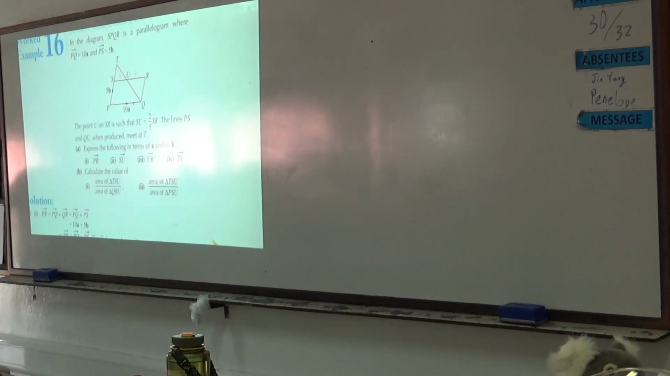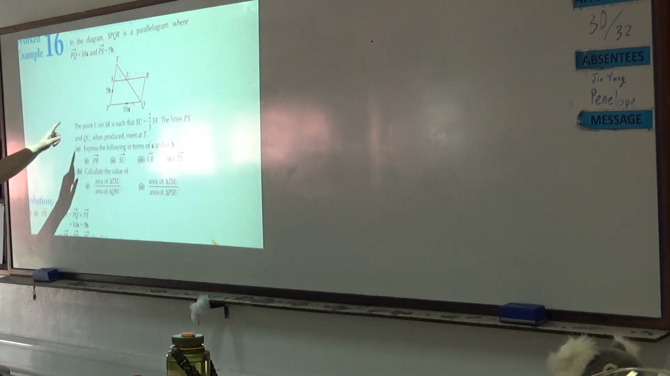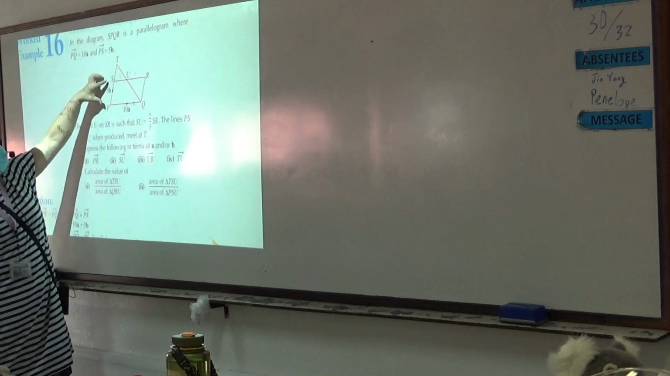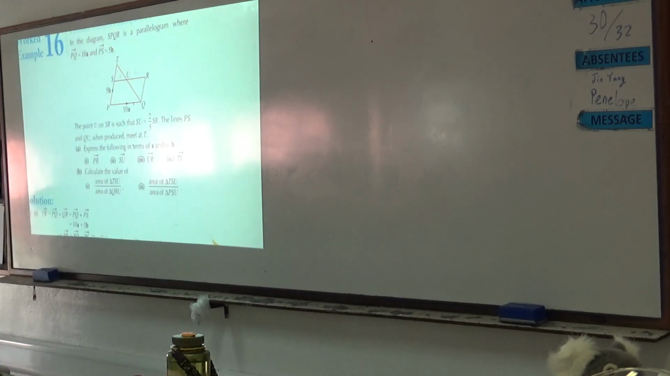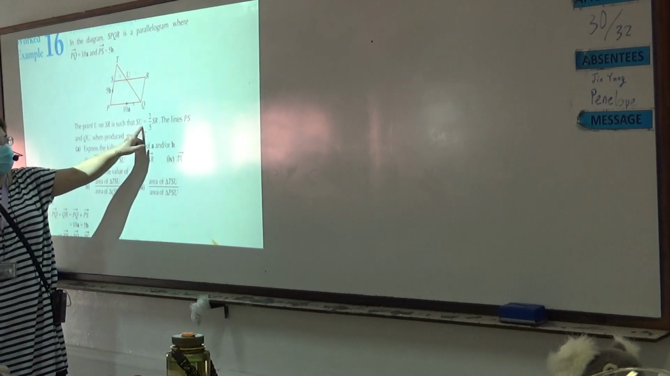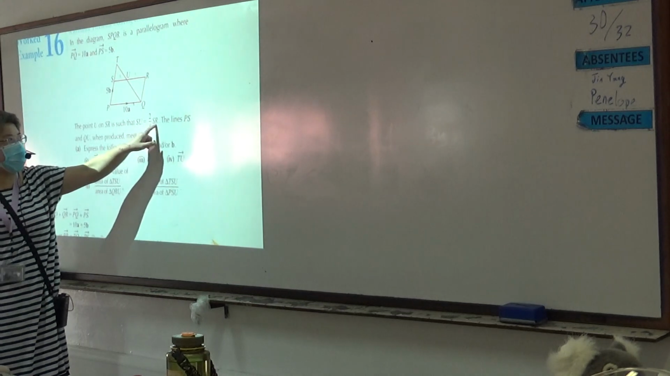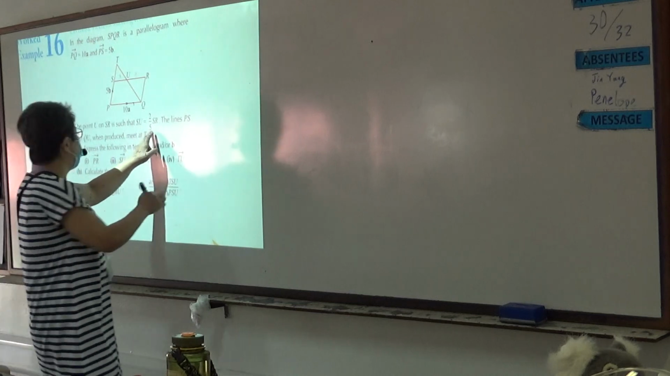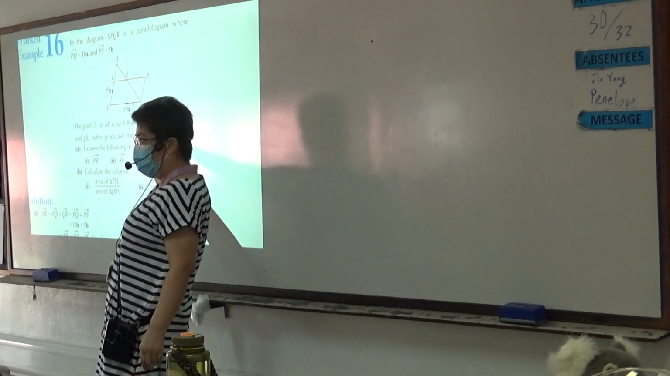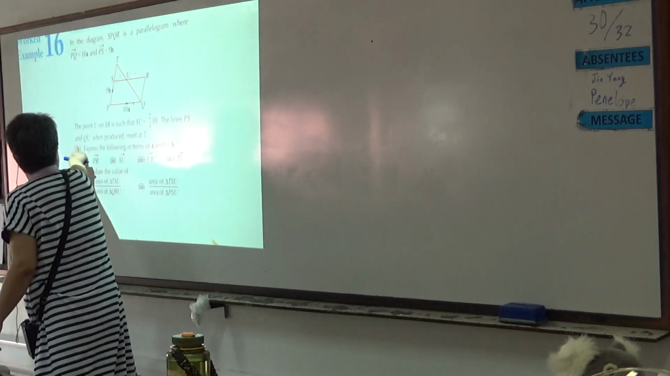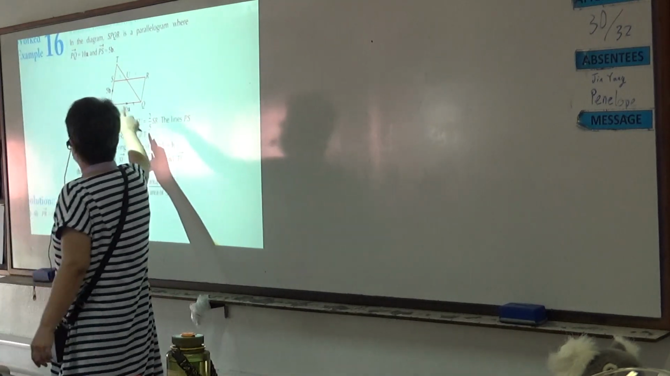In the diagram, SPQR is a parallelogram where PQ is 10A and PS is 5B. The point U on SR is such that SU equals 2/5 SR. Now I teach you something here. Some people will look at this and think, wow, I don't know what he's talking about. The lines PS and QU, when produced, meet at T.